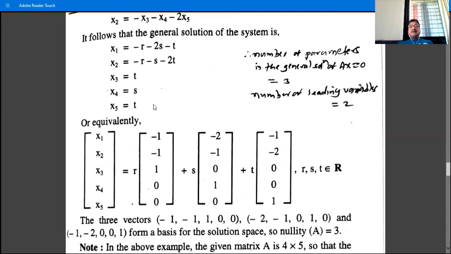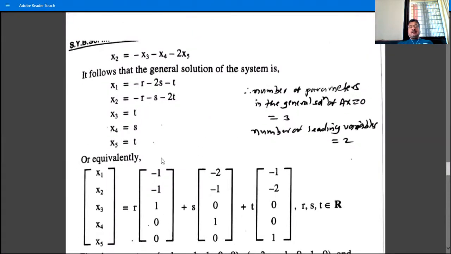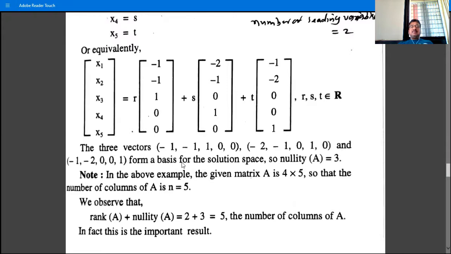Or we can find it by using this. Write this solution in the form of a matrix, and then write the coefficient of R, plus the coefficients of S and T. And what are the coefficients of R? Minus 1, minus 1, 0, 0, 0. So this is x3 is R, x4 is S, x5 is T. Then the coefficient of S: minus 2, minus 1, 0, 1, 0. And then the coefficient of T: minus 1, minus 2, 0, 0, 1. So R, S, T belong to R, any real numbers.